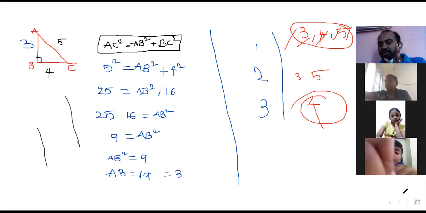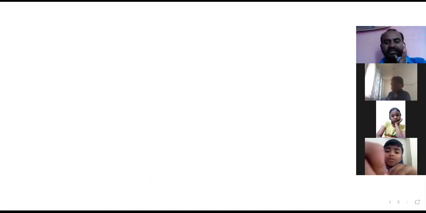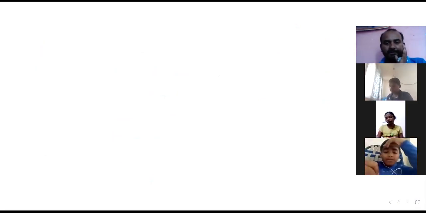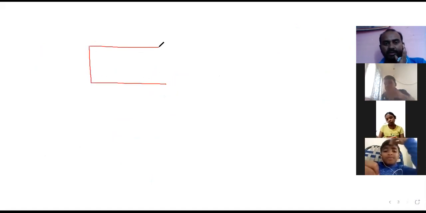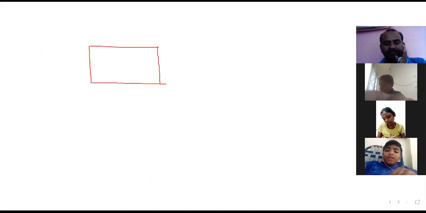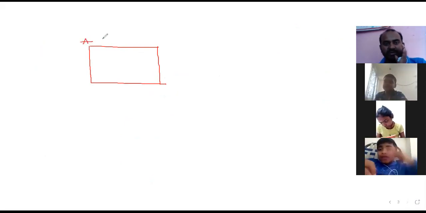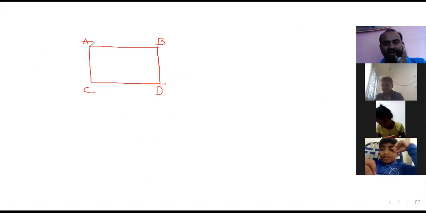Got it? Now, coming to that, Om Sai, what is your question? This is a rectangle. A, B, C, and D. And in the middle, there is another line. This is called diagonal.